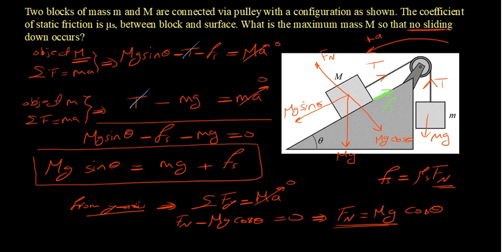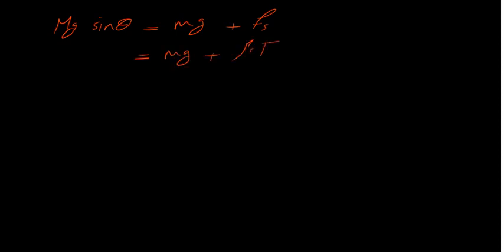Let's put them all together in a way we can read it. So here we go, this is the way to do it. We said Mg sine theta equals mg plus static friction. That's mg plus mu s times the normal force. And one more time, the normal force was Mg cosine theta. All this will equal Mg sine theta. And this one here is the static coefficient.